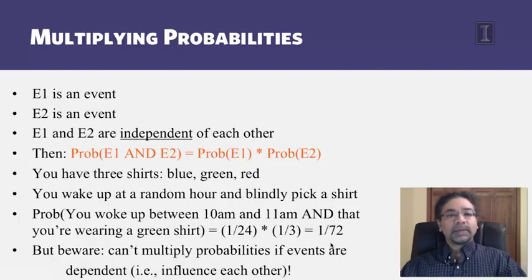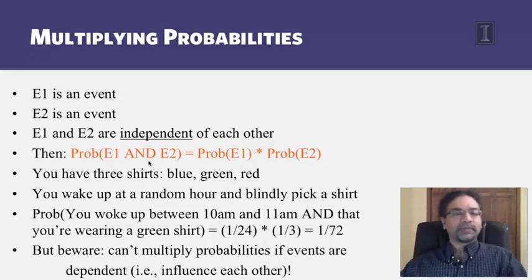Now, there might be multiple events, and you might need to calculate the probability of conjunctions or disjunctions of these events. I'll describe what these are soon. Say E1 is one event and E2 is another event, and E1 and E2 are independent of each other. This means that E1 does not influence E2, and E2 does not influence E1. Then the probability that E1 and E2 both happen is the multiplication of these probabilities. So you take the probability of E1 multiplied by the probability of E2, and that gives you the probability that both E1 and E2 are true.